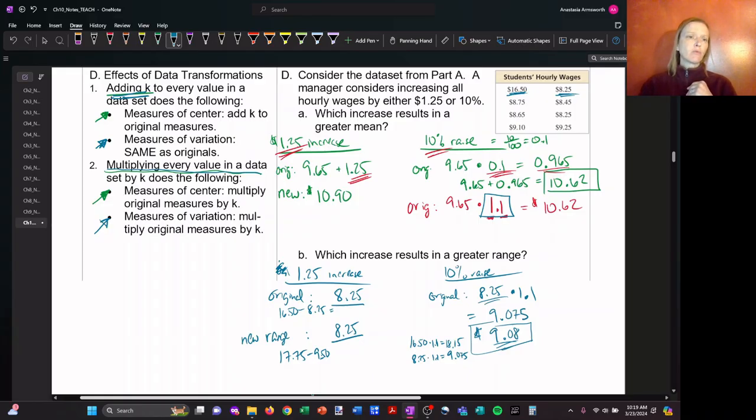So you've got some general rules here for helping you know how to manipulate data sets if there's some sort of change, like adding a value to every value in the data set or multiplying every value in the data set. I hope this helped.